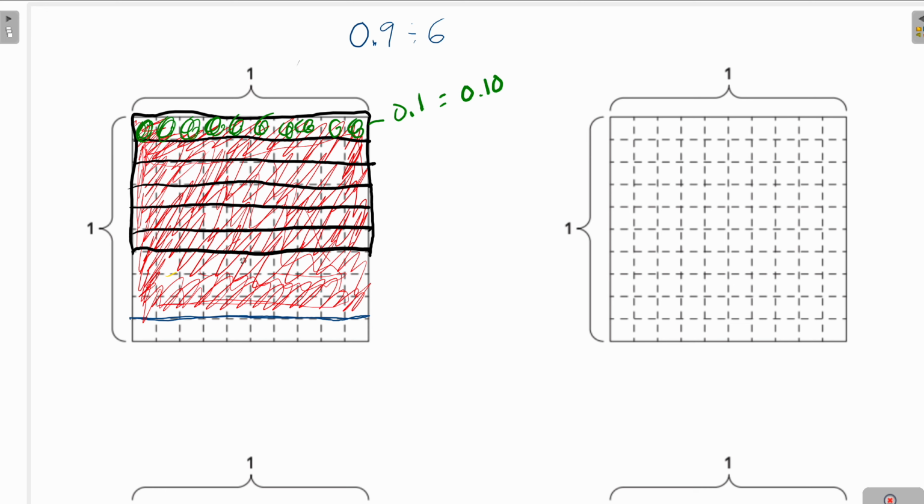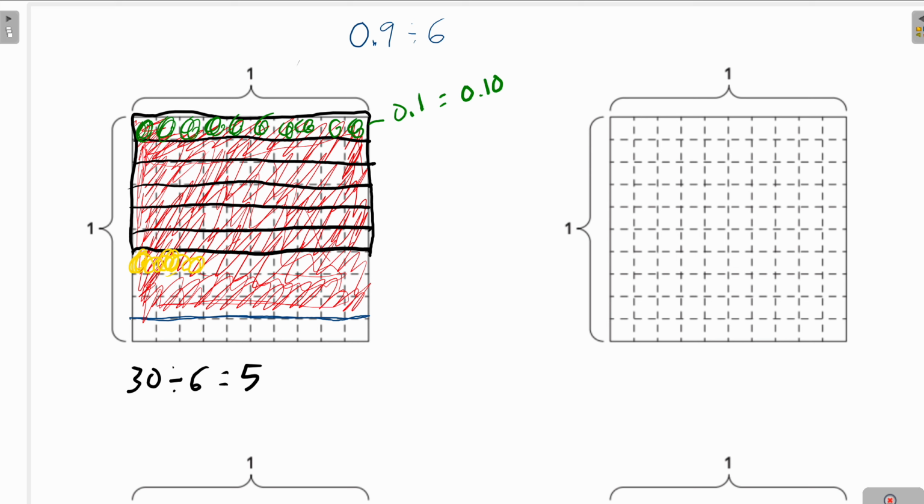So how do I divide that into the 6 parts that I have here? Well, if I know I have 30 hundredths, and I want to divide that into 6 equal parts, that means that each part is going to get 5, because 30 divided by 6 is 5, because we know that 5 times 6 is 30. So that means that each part is going to get 5. Let me just show you that here.